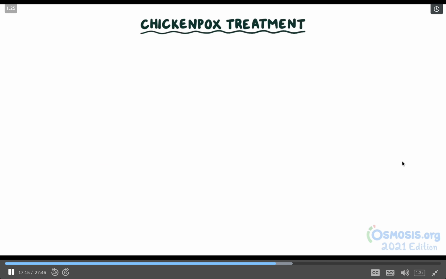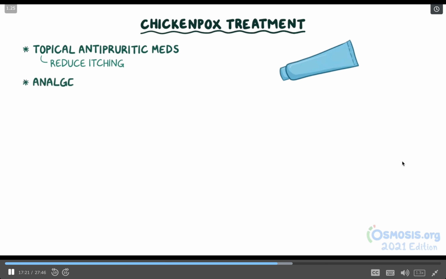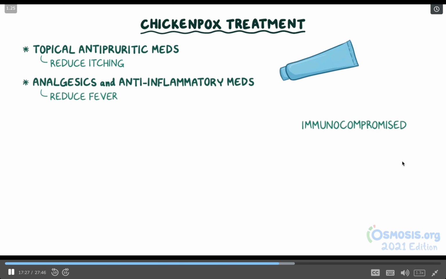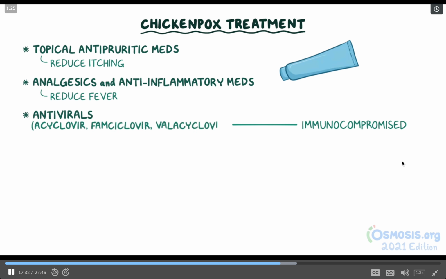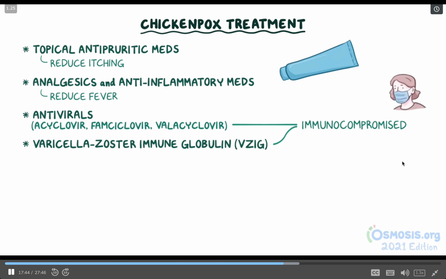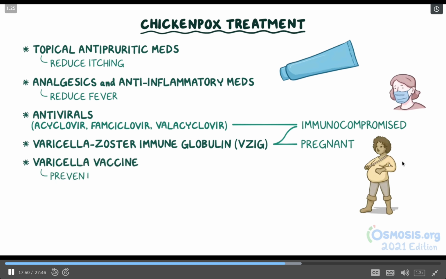Chickenpox treatment mainly includes the use of topical antipruritic medications to help reduce the itching. Also, analgesics and anti-inflammatory medications can help reduce the fever. In immunocompromised individuals, antivirals like acyclovir, famciclovir, and valacyclovir can be used. In some situations, varicella zoster immune globulin, or VZIG, which are anti-varicella antibodies, can be given to treat immunocompromised or pregnant individuals. Finally, varicella vaccine can be used to prevent chickenpox by helping the body mount protective immunity against a weakened form of the virus.